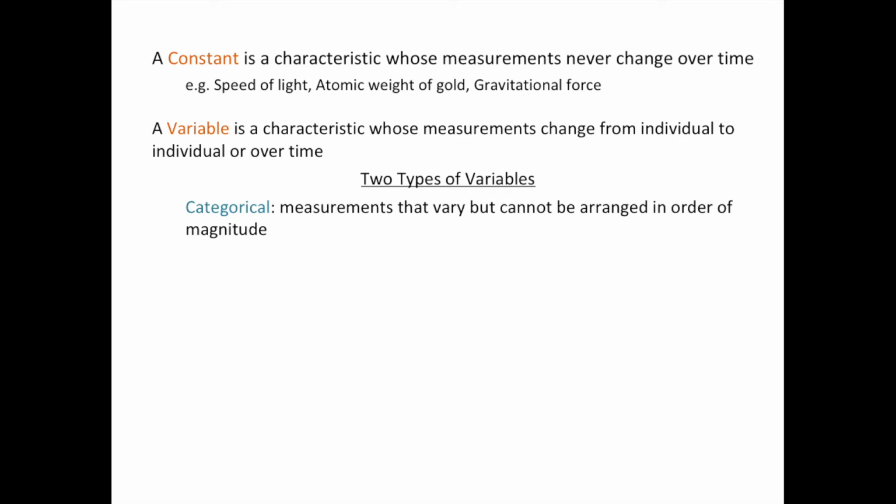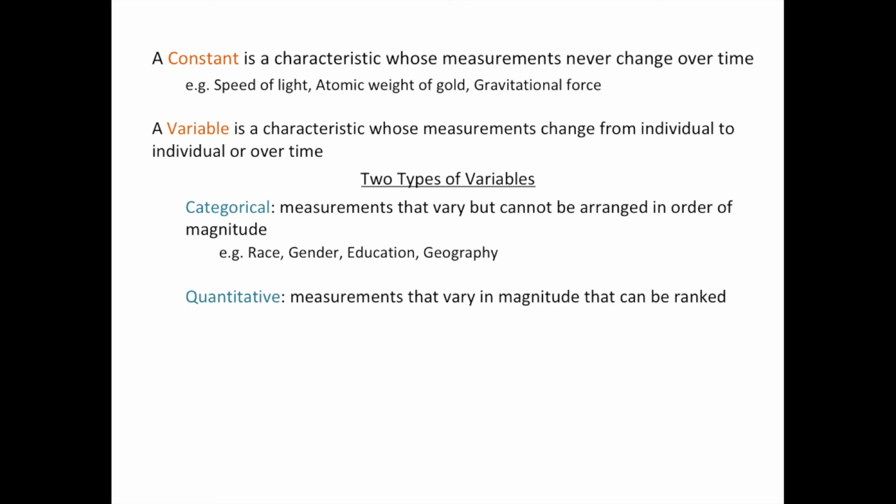So the first type is a categorical variable. These are measurements that can vary but cannot be arranged in order of magnitude, so they cannot be ranked. So if you think about any type of survey you've taken where you fill out maybe your race, gender, education, maybe the geography of where you live, these types of questions are usually known as demographics, and they are categorical. You cannot rank race, you cannot rank gender, you cannot rank education. They are just categories that we all have to check off.